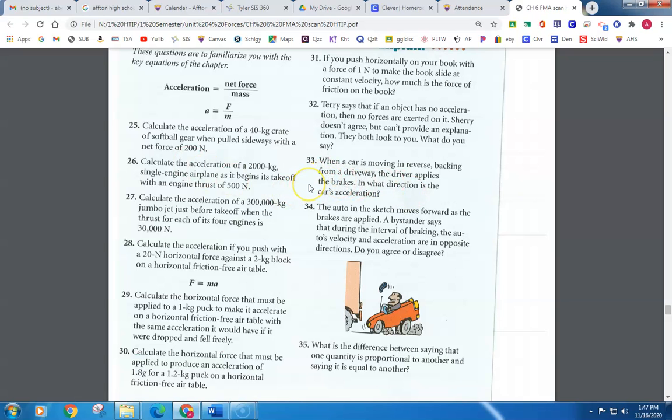33. When a car is moving in reverse, backing from a driveway, the driver applies the brakes. In what direction is the acceleration? Well, when the car moves backwards, the acceleration is forward, in the direction of the net force on it, decreasing the speed of the car. So the car is backing up, so the direction of the net force is forward.